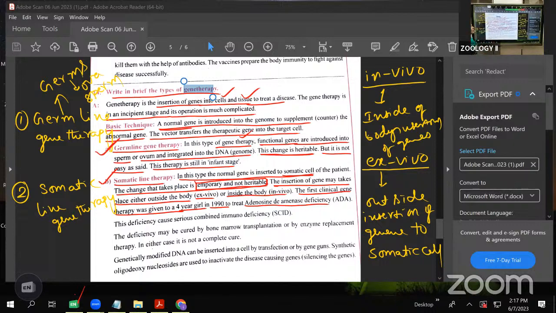Here next, this deficiency causes SCID, severe combined immunodeficiency. The deficiency of which substance? The adenosine deaminase deficiency causes what? Severe combined immunodeficiency, means several immunological disorders occur, that we call severe combined immunodeficiency.